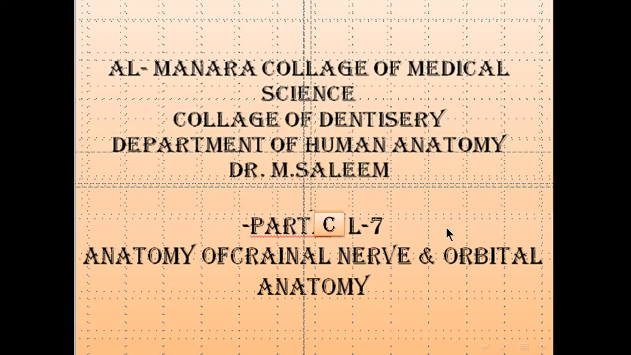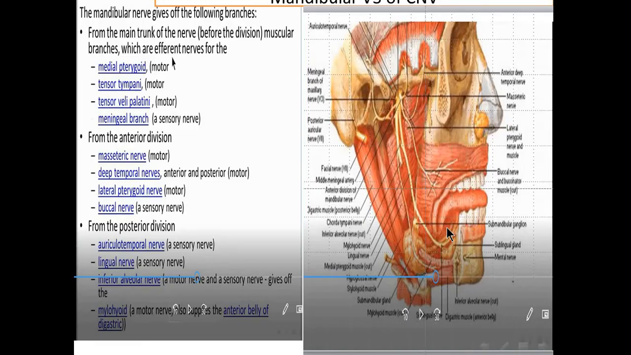Bismillah ar-Rahman ar-Rahim. Dear student, we will take lecture 7 part C, anatomy of cranial nerve and orbital cavity. We start from this slide, the mandibular nerve, V3 of cranial nerve number 5. The branches the mandibular nerve gives from the main trunk.